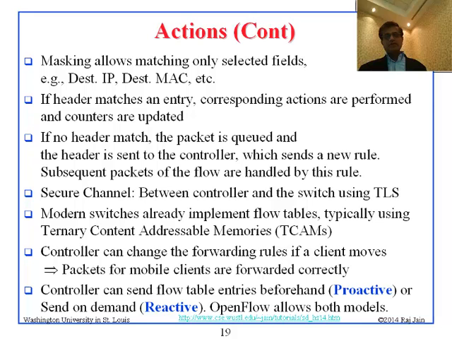The controller can change the forwarding rules if the client moves, and packets for forwarding clients are forwarded. So if somebody moves, that is very easy to do right now, because the controller will know that now this host, which was in this room, is now in that room. So it will tell everybody, now change your forwarding table. So if the destination address is such, send it to room number X.